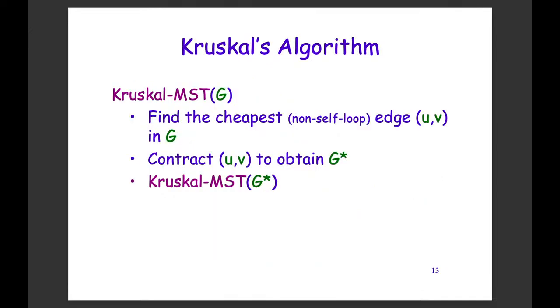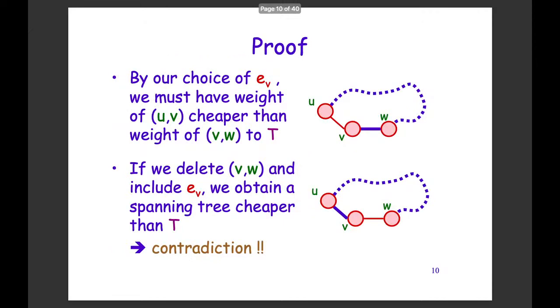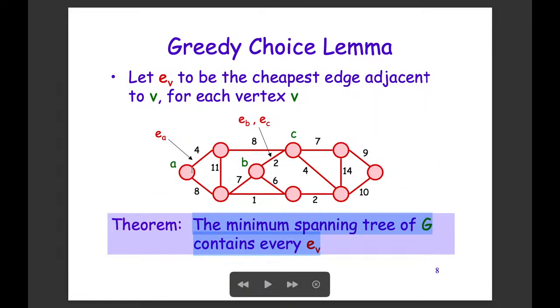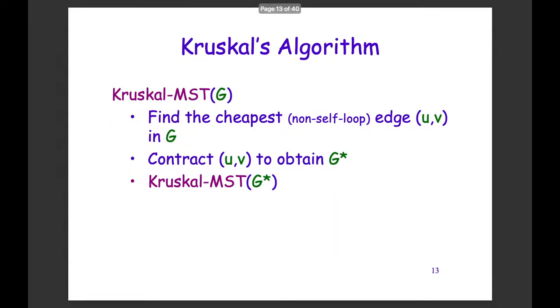Once we now know this greedy choice property, where the greedy choice is that for each vertex, the edge that has the minimum weight connecting to it is always in the spanning tree, then we have the first algorithm called Kruskal's algorithm. Kruskal's algorithm looks at the graph G globally and finds the cheapest edge. Once this edge is obtained, then we know that it must appear in the spanning tree. So we will select this edge and then do the contraction, merging the two nodes of this edge together into a single node, obtain the new graph G star, and recursively solve the problem of minimum spanning tree.